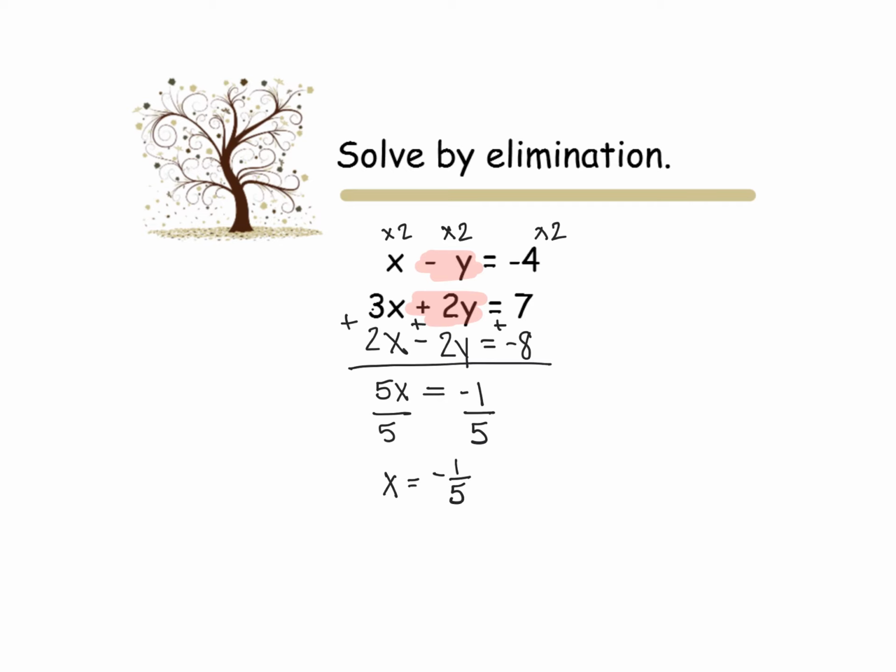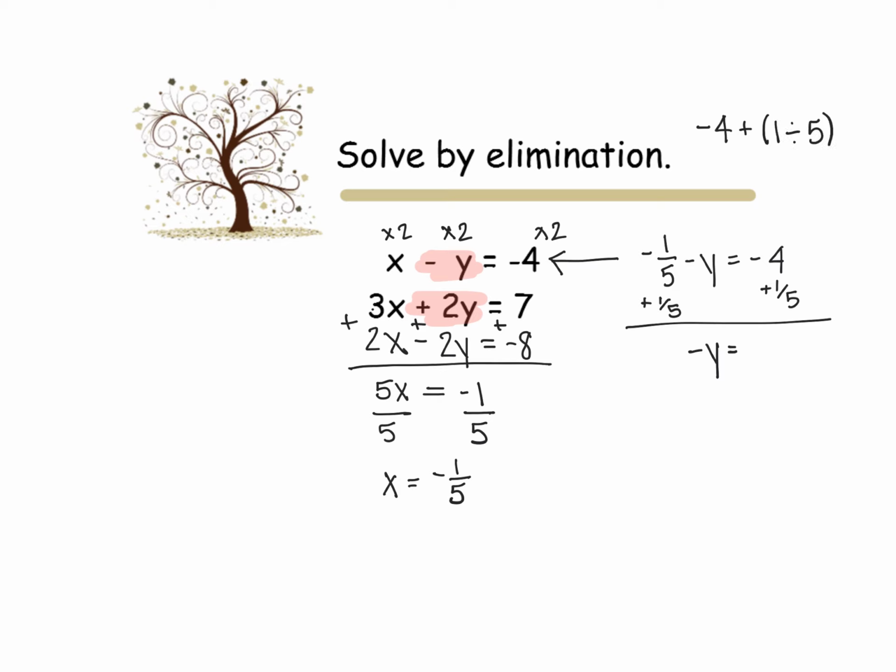Then I need to choose one of these equations. So I'm going to go ahead and use the top one to plug x back in. So I get -1/5 minus y equals -4. I would add 1/5 to both sides, and I get -y equals, and go ahead and feel free to use your calculator for this part. If you need to type it in the calculator, you're going to do -4 plus parenthesis 1 divided by 5. Once you calculate that, you should get -3.8.